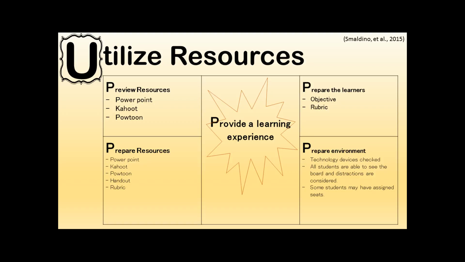Mrs. Stewart and the teacher librarian preview Kahoot and Powtoons to ensure that they are working properly and to guarantee that they are academically appropriate. Number 4, prepare the learners. Students in Mrs. Stewart's class have used Kahoot in the past. The Kahoot assessment will give the students and the teacher an idea of their copyright knowledge. The students will also be presented with a rubric to make them aware of their final grading requirements.